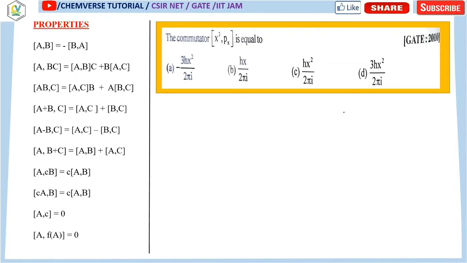Now this is a pretty easy question. This is x cube px. Okay, the commutation of x cube px. Now x cube can be just written in this form.